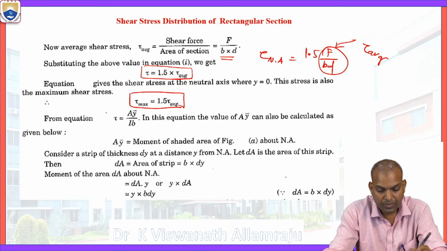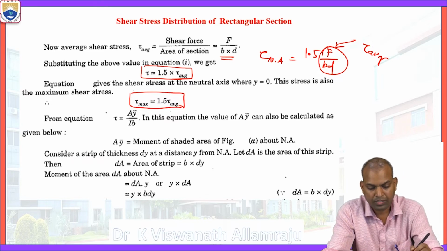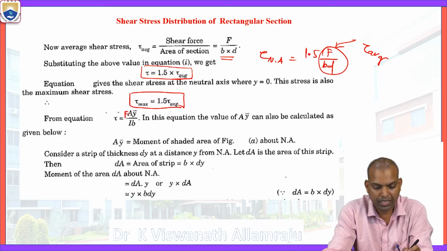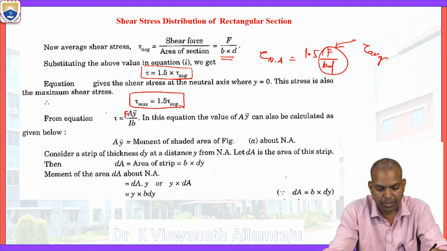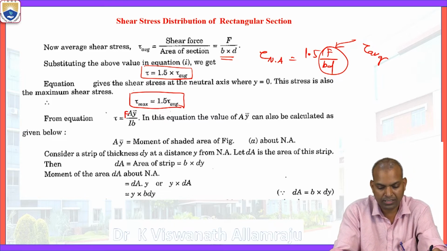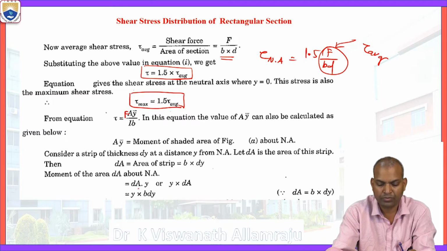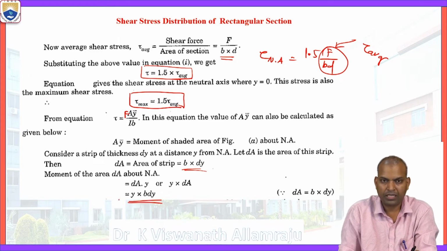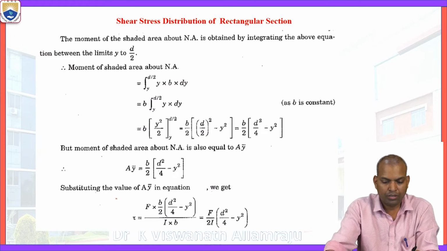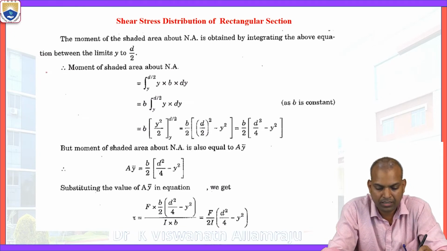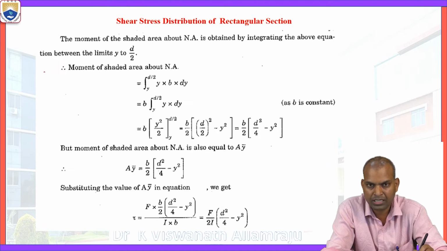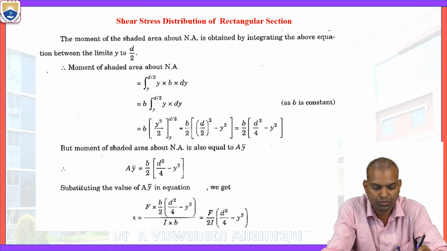Now from the equation tau equals F A y bar by I b, A y bar can be calculated about the neutral axis. Consider a strip of thickness dy at a distance y from the neutral axis. The area of the strip is dA equals b dy, and its moment above the neutral axis is y times b dy. The moment of the shaded area above the neutral axis is obtained by integrating between the limits y to d by 2.